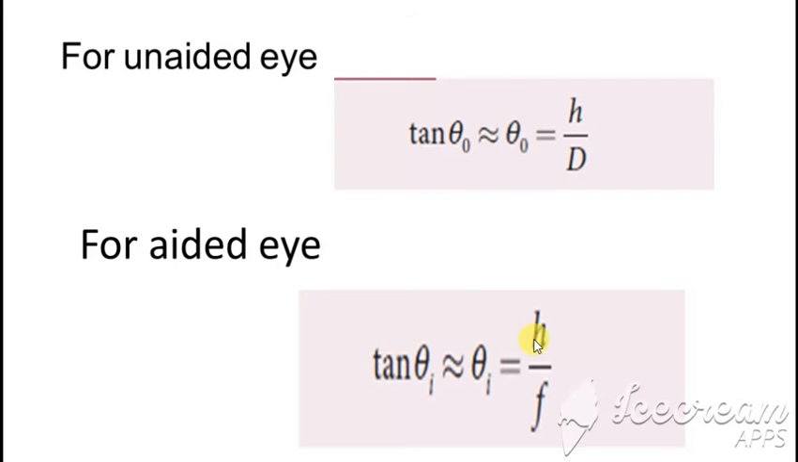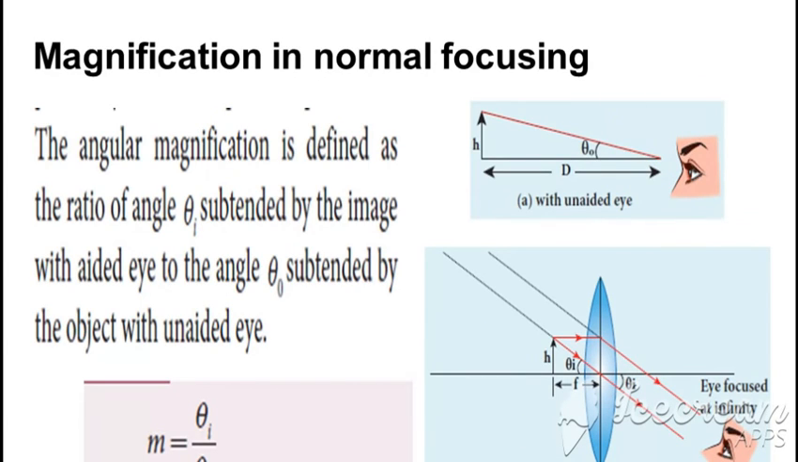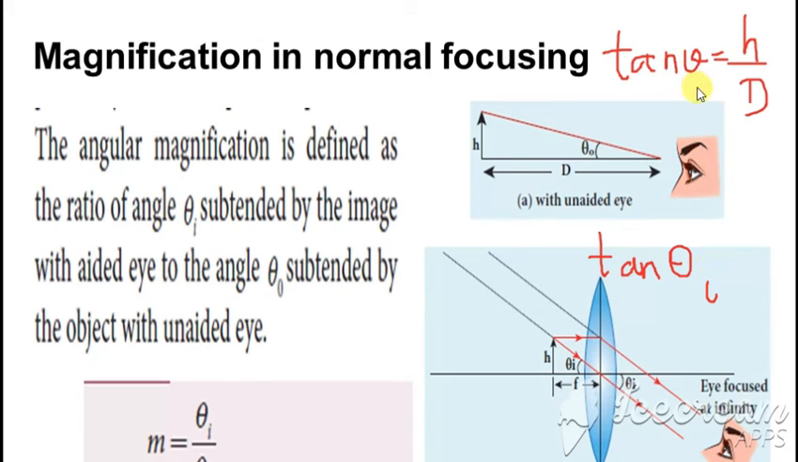Then for the unaided eye, when you write the equation from this diagram, take the value of tan. From this triangle, if you are going to find the value of tan theta, what is the formula for tan theta? Opposite divided by adjacent, so h divided by d. In the same way, considering this triangle, tan theta naught. Sorry, tan theta I. Here it is tan theta naught. So tan theta I is equal to opposite divided by adjacent, so it is h divided by f.